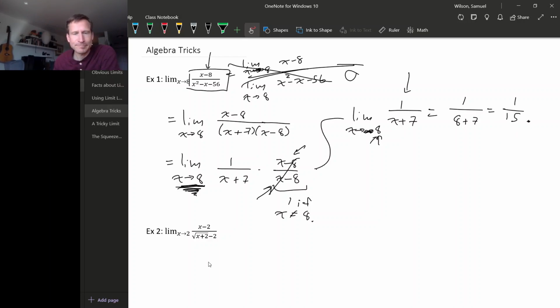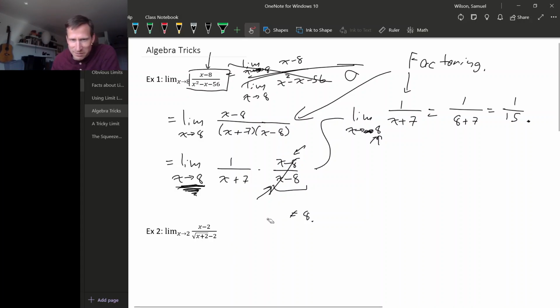All right. Nice. So the algebra trick that we used here is factoring. And what we are doing by factoring is just checking, because we got 0 over 0, if factoring lets us simplify the expression.